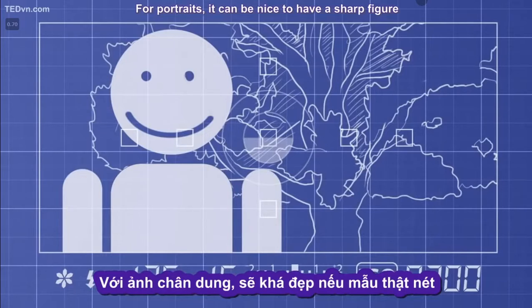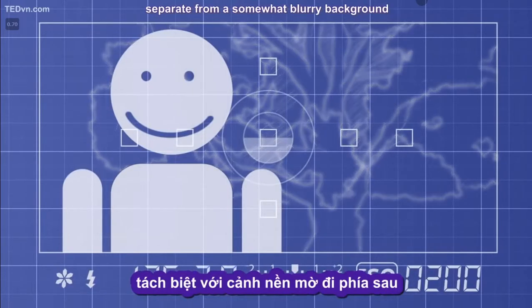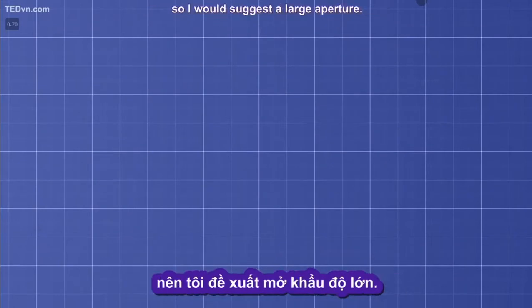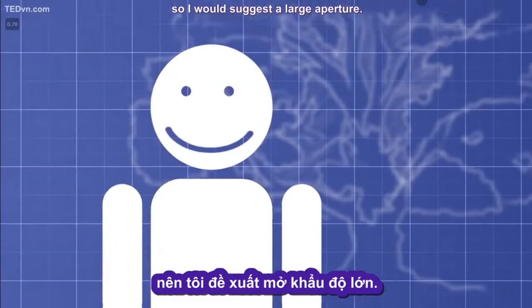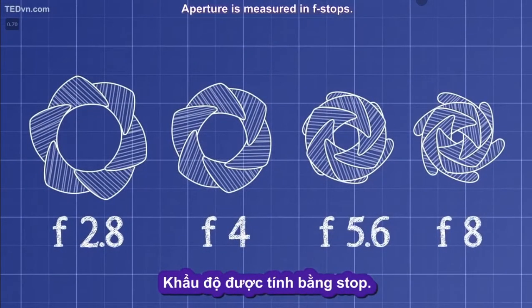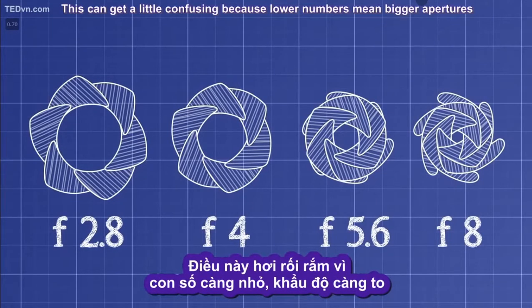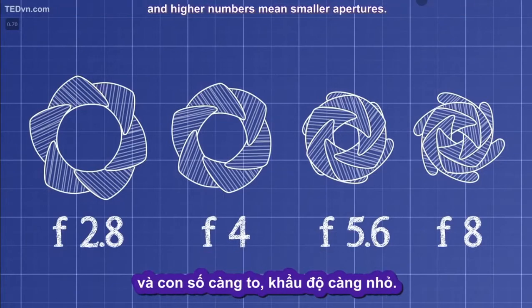For portraits, it can be nice to have a sharp figure separate from a somewhat blurry background, so I would suggest a large aperture. Aperture is measured in f-stops. This can get a little confusing because lower numbers mean bigger apertures and higher numbers mean smaller apertures.